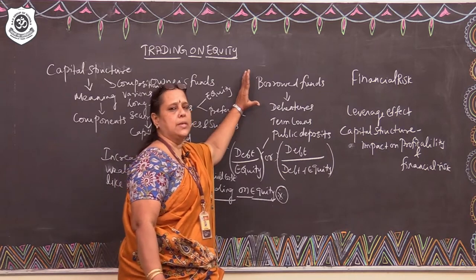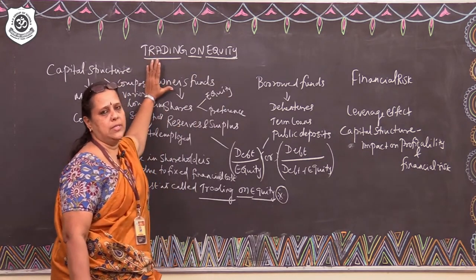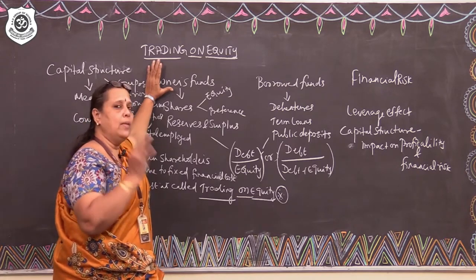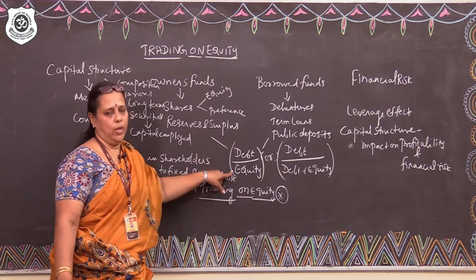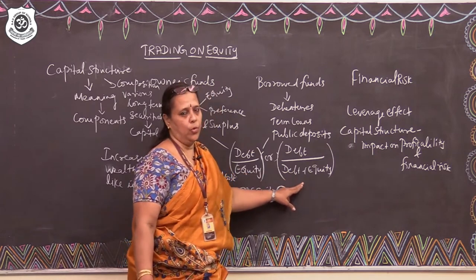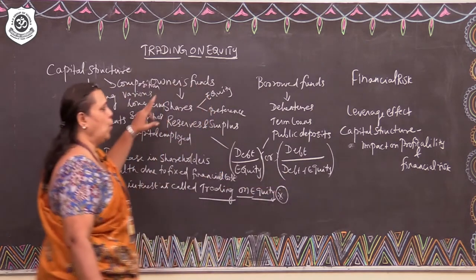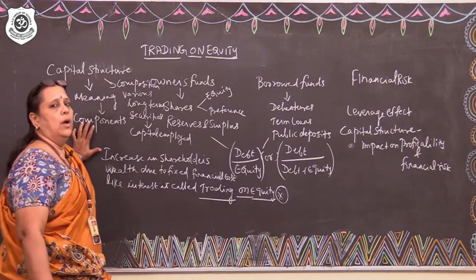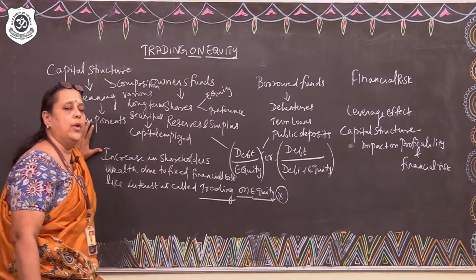Now, these borrowed funds carry a fixed rate of return on investment, while the owners' equity does not carry any fixed return on investment. The composition of both borrowed funds and owners' equity together is called capital structure. It can be expressed either as the debt to equity ratio or the proportion of debt to the total capital employed of the company. So, debt by equity or debt by debt plus equity. Now, the process of employing more of fixed cost sources like interest or debentures in the capital structure of the company, by which the shareholders' funds will increase, is called trading on equity.